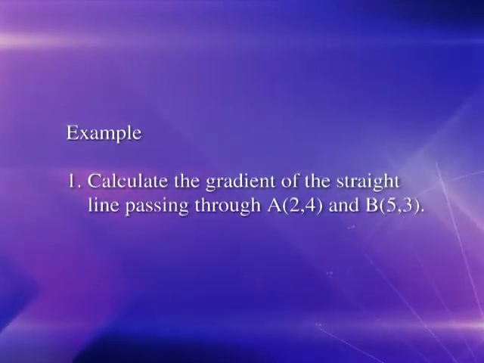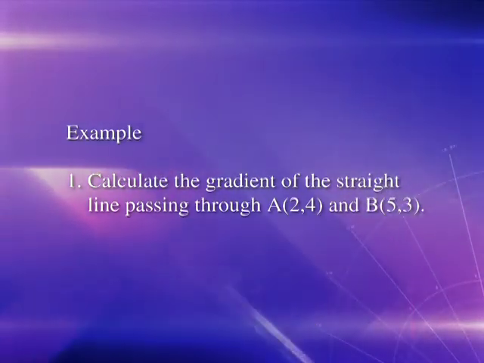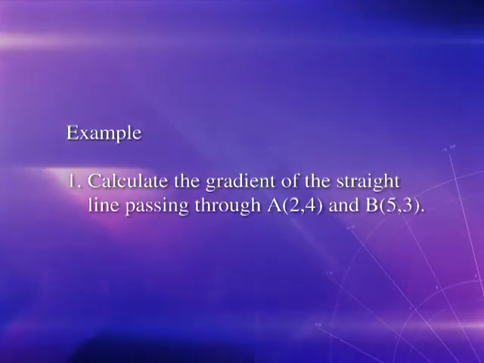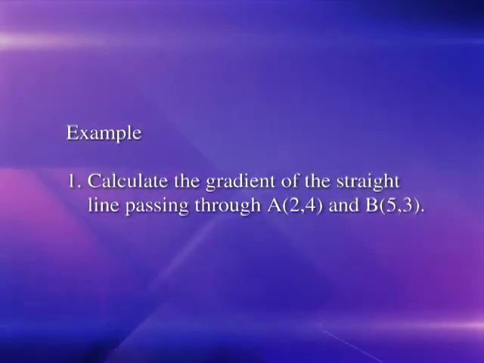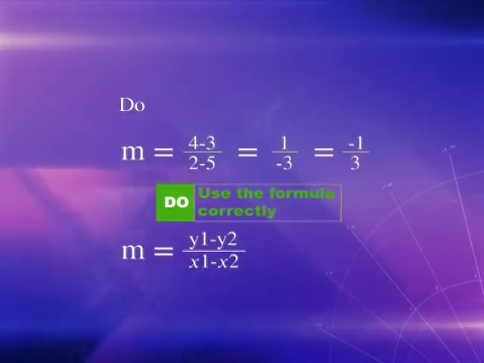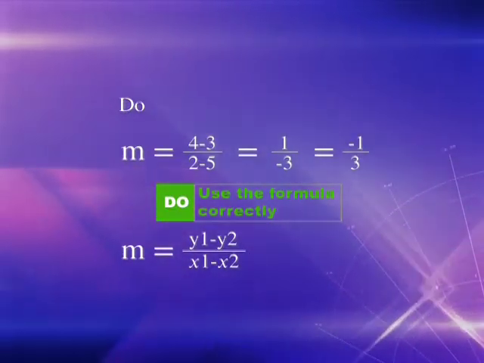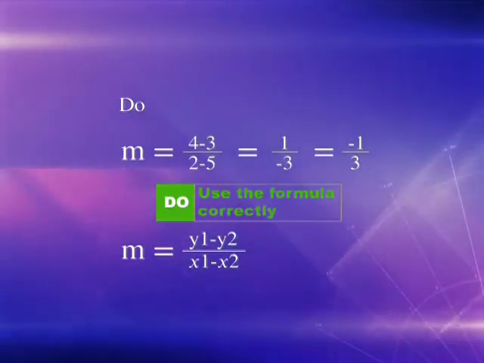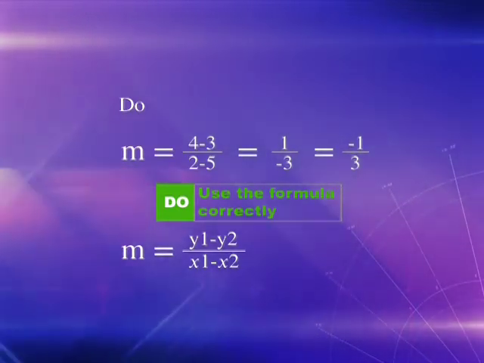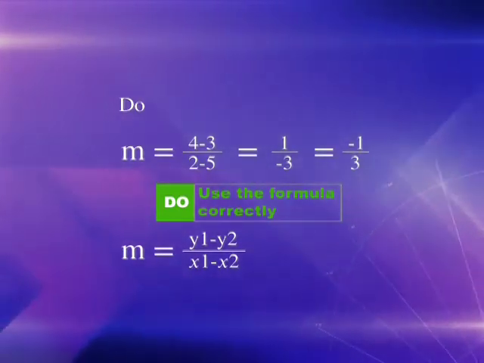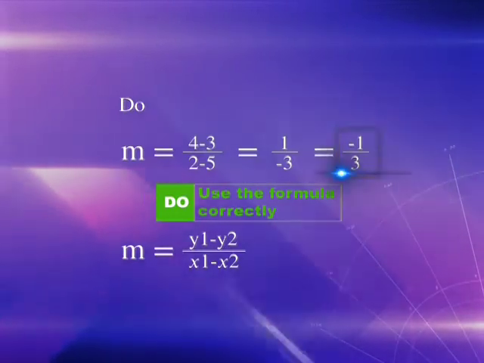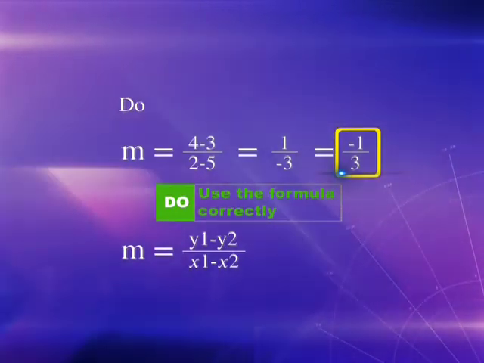Calculate the gradient of the straight line passing through A (2, 4) and B (5, 3). Here's what you do. Use the formula correctly. m equals y1 minus y2 over x1 minus x2. Your answer should be -1 over 3.